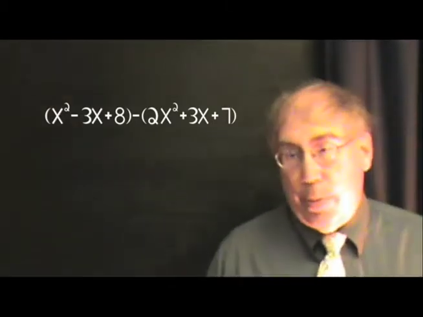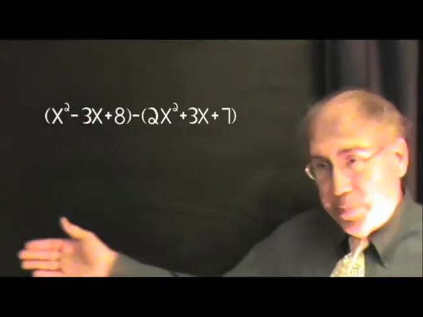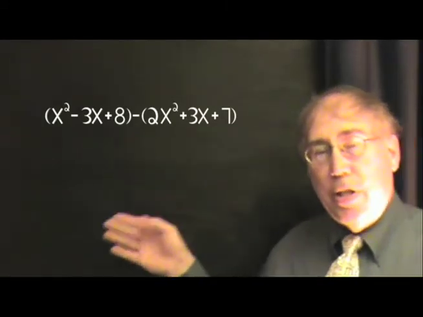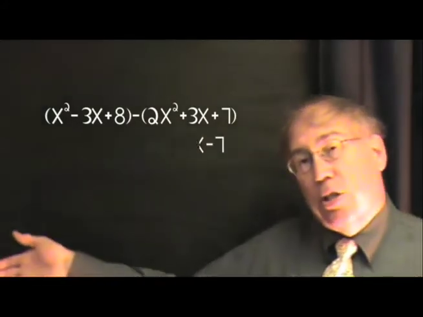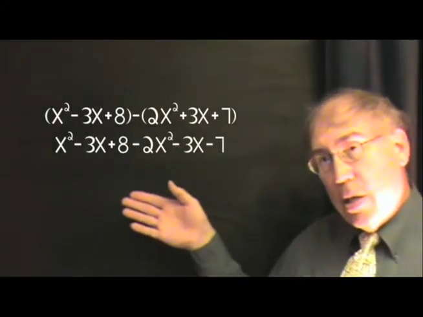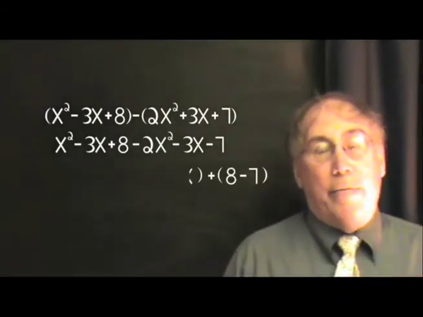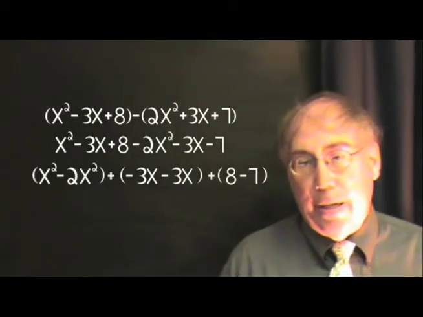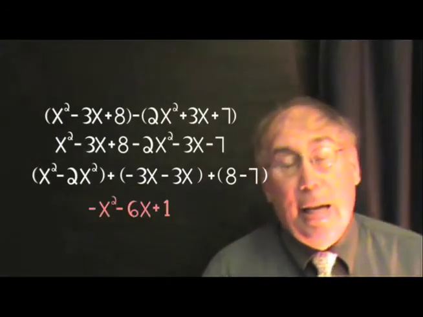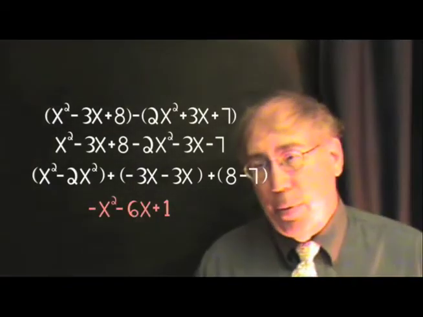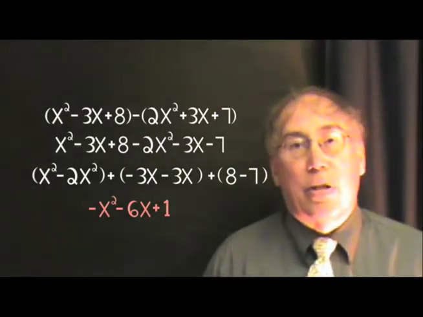Next problem is a subtraction problem. We're subtracting polynomials. Now, in the second parentheses, we're going to have to multiply through by a negative. So it's going to change all the signs of the terms within the parentheses. And notice that we have some x squares that we can combine, x squared minus 2x squared, which will give us a negative x squared, and then a negative 3x and a negative 3x, that's just going to be a negative 6x, and then 8 minus 7 gives us a plus 1.